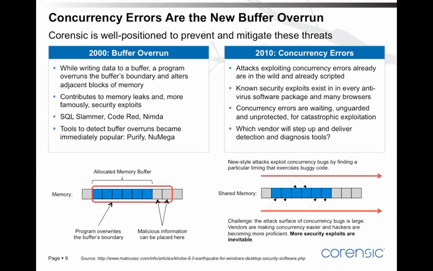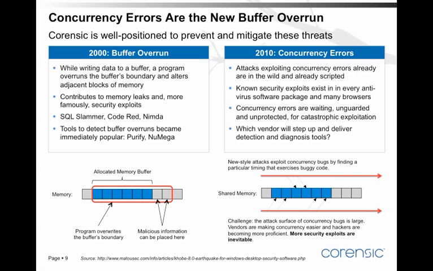Now, prior to those bugs actually being manifested and exploited in 2003, there were several tools in the market, Purify, NuMega, and others, that would help detect buffer overruns in code. Very few developers actually took advantage of these tools, and once the actual SQL Slammer, Code Red, and NIMDA viruses came to fruition, those tools became immediately popular. If we fast forward to today, the modern security exploit will be concurrency errors.